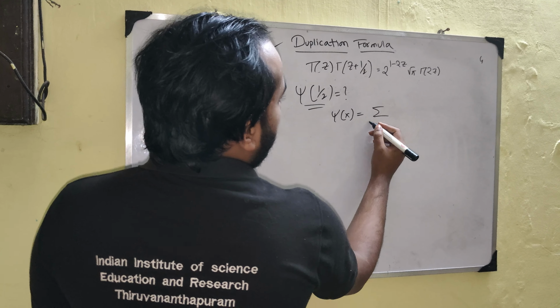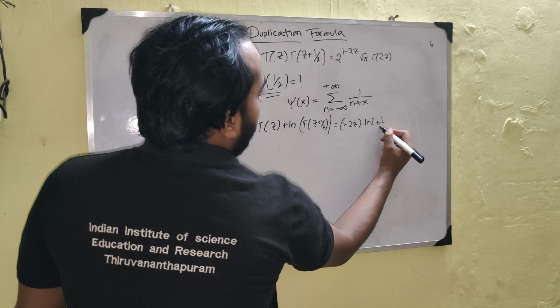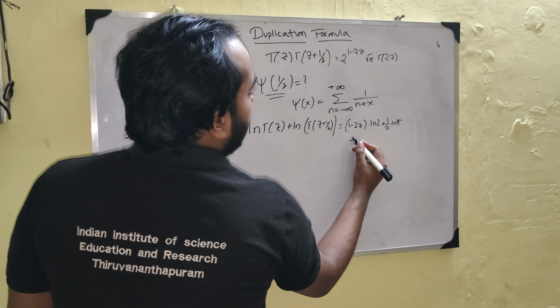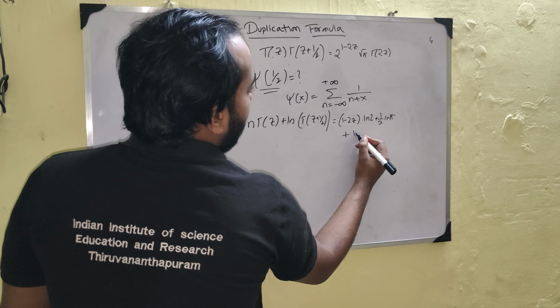Now, if you take logarithm on both sides of this duplication formula, you get ln of gamma z plus ln of gamma of z plus half, and on the right hand side you simply get (1 minus 2z) into ln 2 plus half ln pi plus ln of gamma of 2z. That should be clear, right?